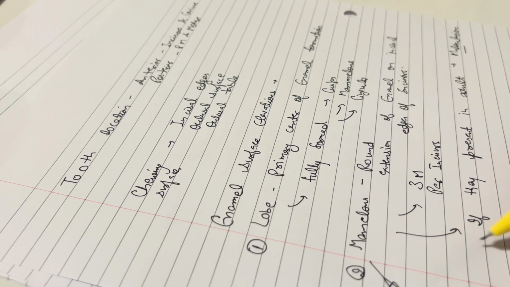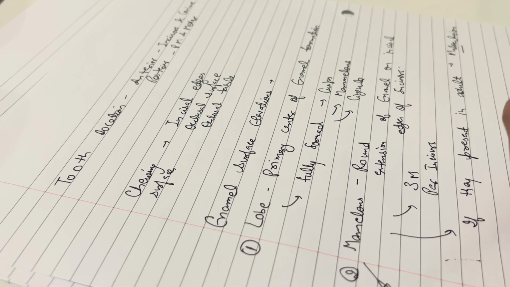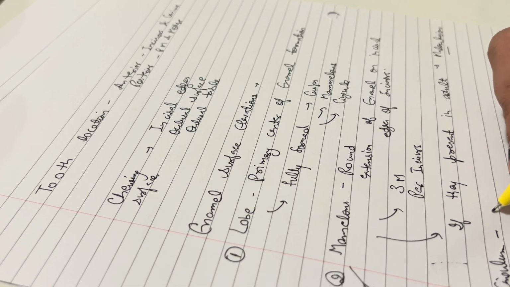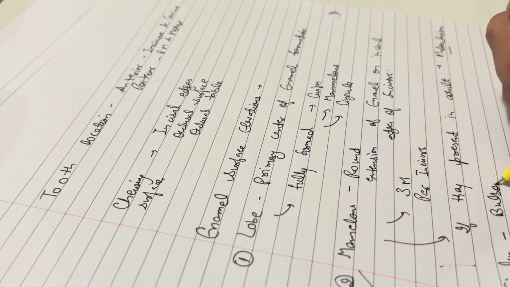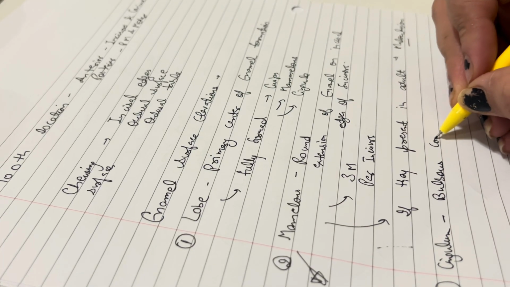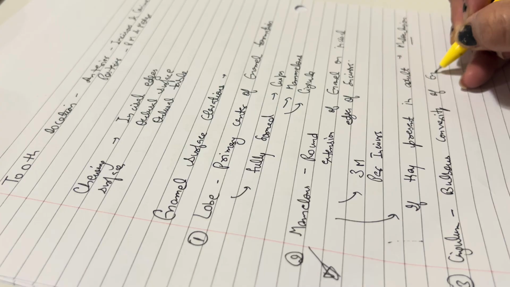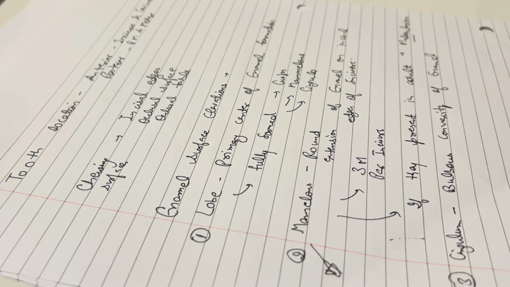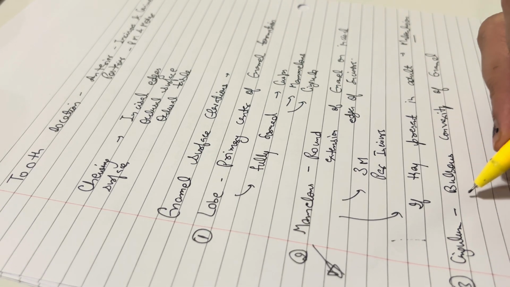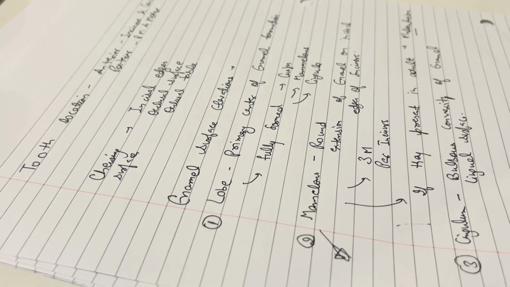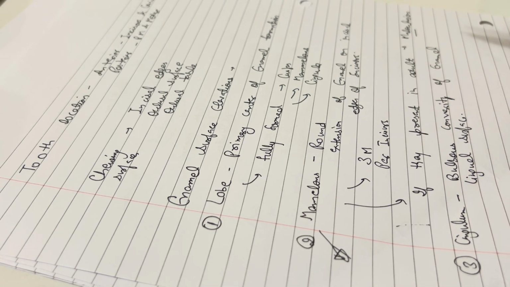Then we have cingulum. The cingulum is the bulbous convexity of enamel. This is present on the lingual surface of the teeth. So, lingual surface.